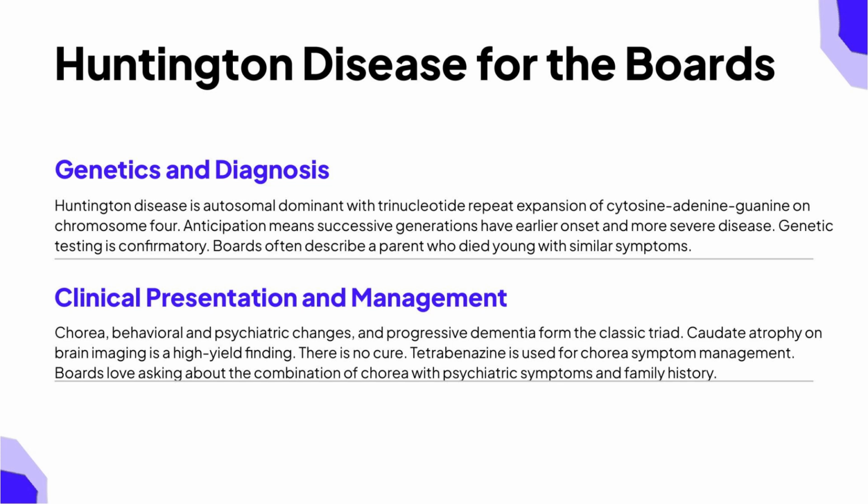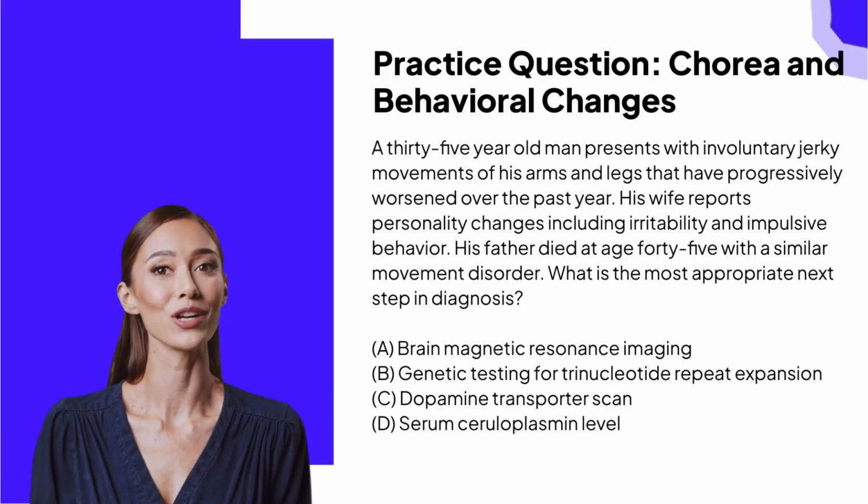On the clinical presentation and management side, chorea, behavioral and psychiatric changes, and progressive dementia form the classic triad. Caudate atrophy on brain imaging is a high-yield finding. There is no cure. Tetrabenazine is used for chorea symptom management. The boards love asking about the combination of chorea with psychiatric symptoms and a strong family history. Here is our third practice question.